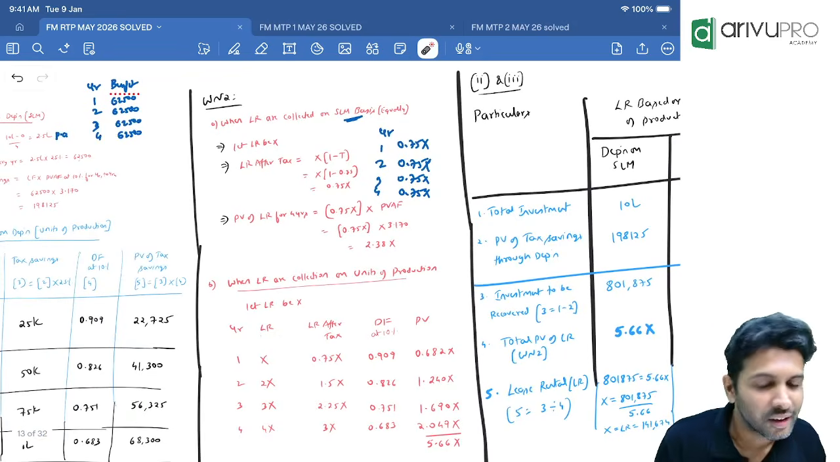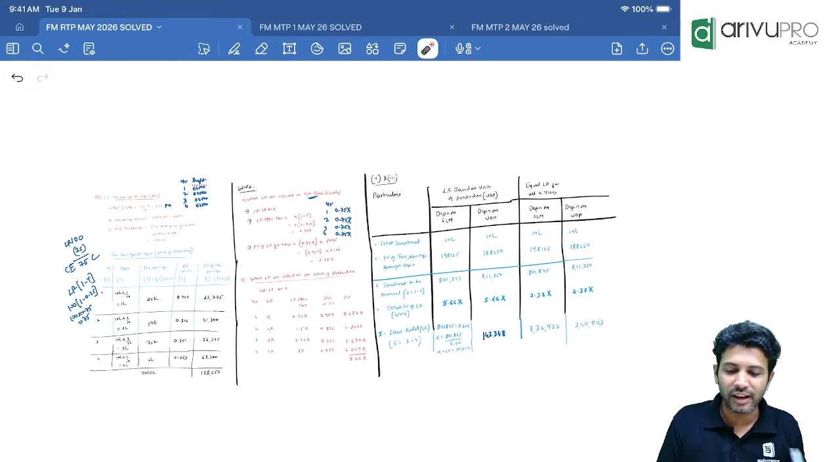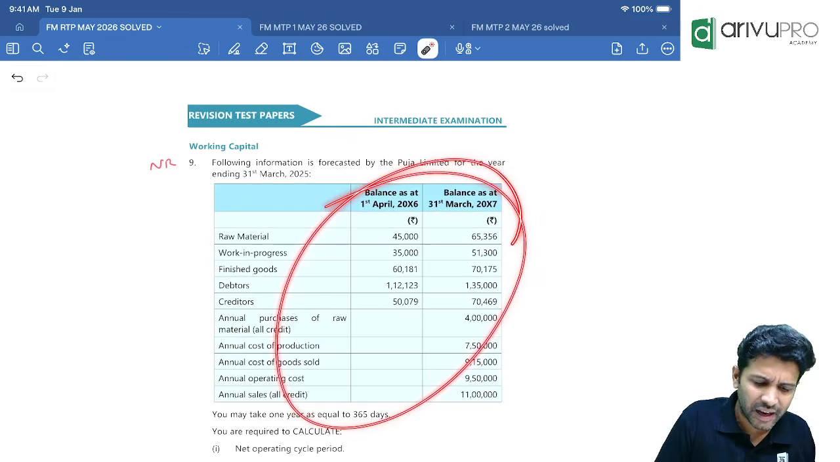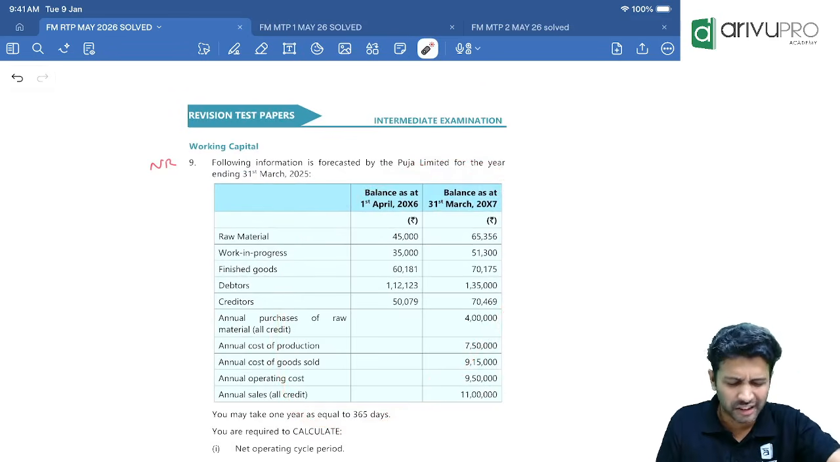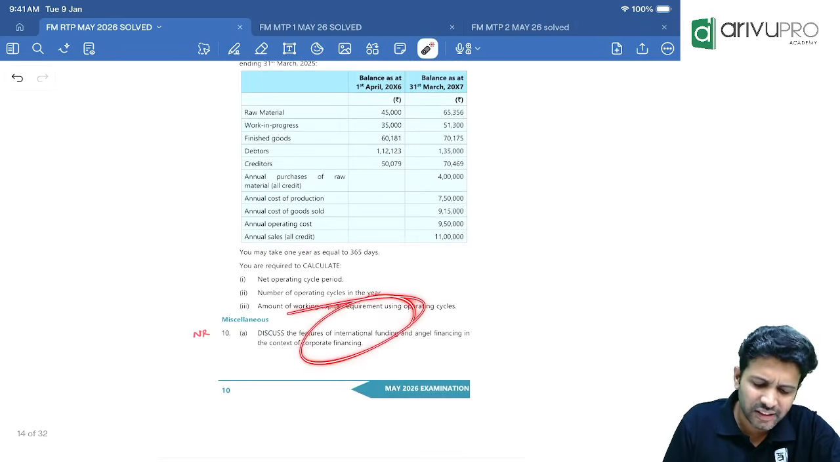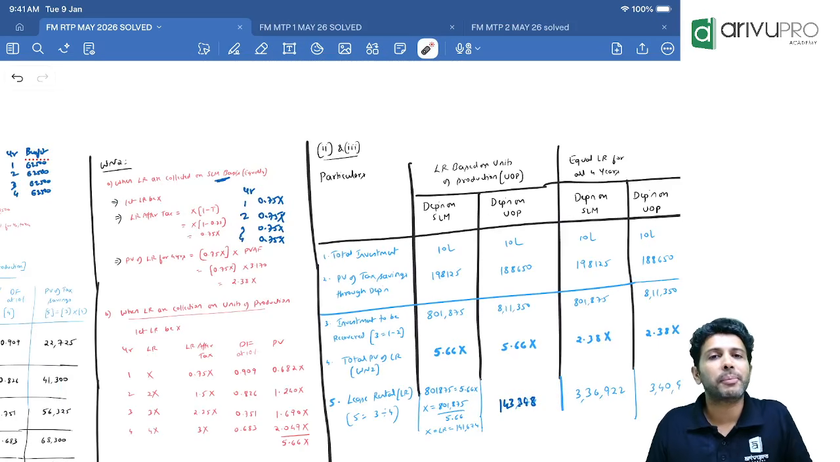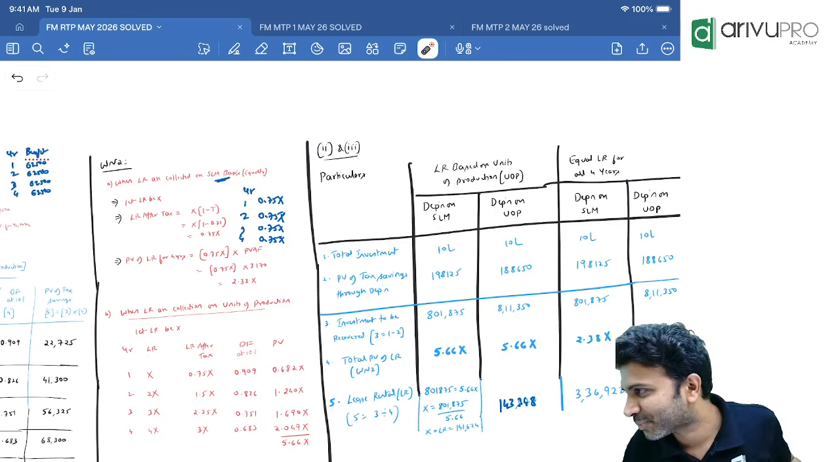That is about this particular question. And this one is the same question we have. Question number 9 is working capital, a repeat question, nothing new. The 10th is a theory question, not required. So this is about your RTP for May 26.